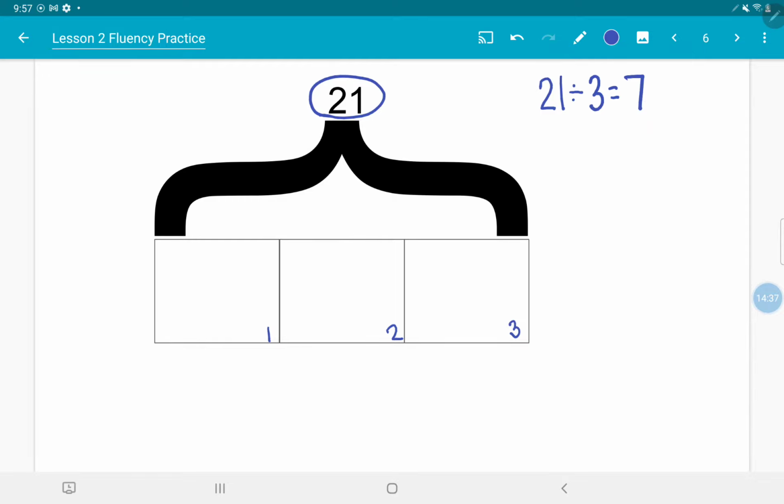What would my multiplication sentence look like, Alexis? 3 times 7 equals 21. Perfect. How would I write that as a repeated addition equation, Christopher? 7 plus 7 plus 7 equals 21. Very good. All right. Here's your last one.